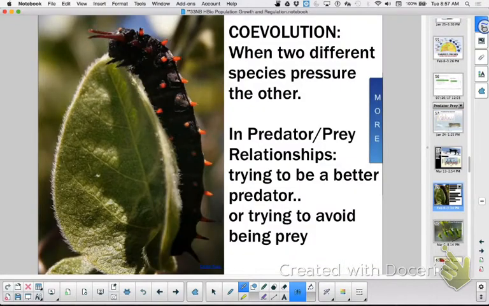And sometimes, like if the hare is running and he's running fast, the lynx wants to be able to also run what? Fast. So let's say the hares get faster and faster and faster. You would expect the lynx to get faster and faster. They're pushing each other because that's its food source. And when you see that, that's called coevolution, when two different species pressure the other, trying to either be a better predator or to be a worse prey so you don't get eaten.